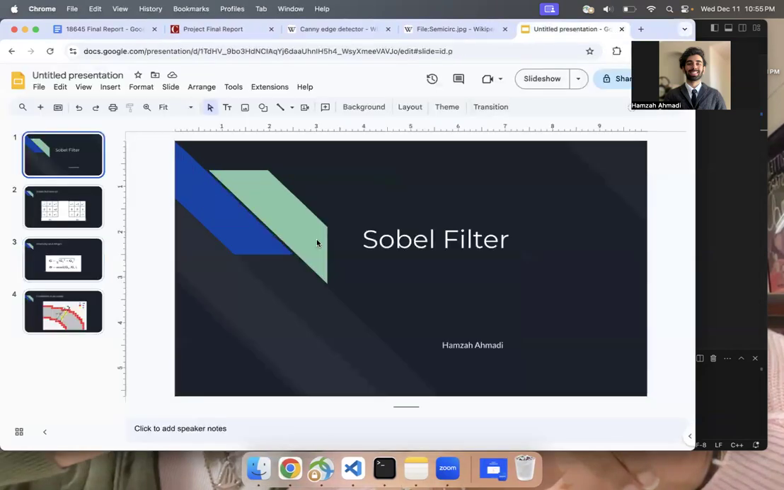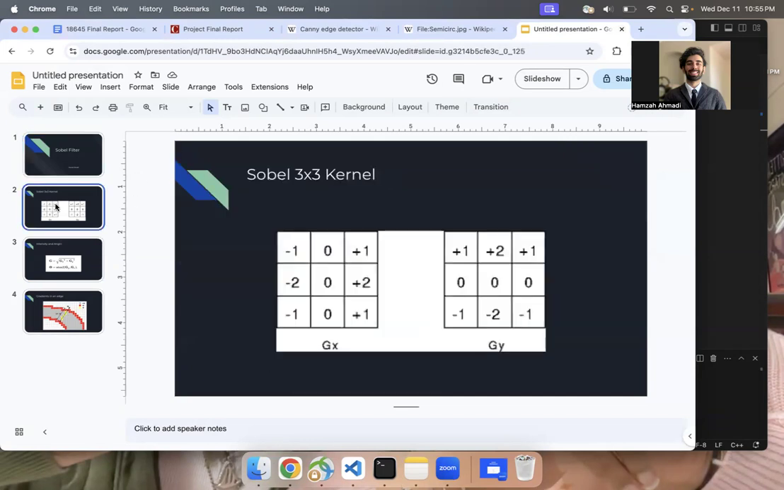I'll be talking about the second kernel in our fast Canny edge detection process, and that's a Sobel filter, or just finding out where the gradients are. We start out by using this Sobel 3x3 kernel, and this helps us approximate the gradients in the X direction and the Y direction, or horizontal or vertical.